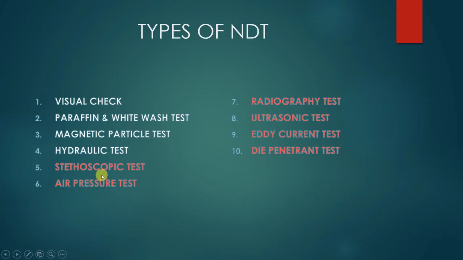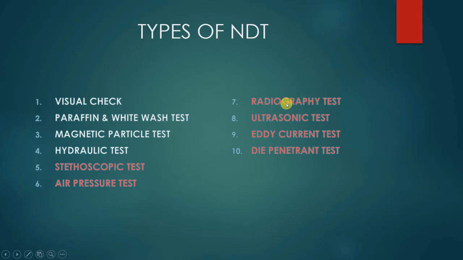So in this lecture we have covered all the rest of the tests: stereoscopic test, air pressure test, radiography test, ultrasonic test, eddy current test, and dye penetrant test. Stereoscopic test, in which a hammer was used for striking the object. By striking the object and hearing the sound, we can come to know if there is any crack or defect. If there is a dull sound, then there is a defect. Then air pressure test. It was similar to hydraulic test, but in this test air was used for increasing the pressure. Then radiography test, in which X-ray was used to find the cracks or any other defects.